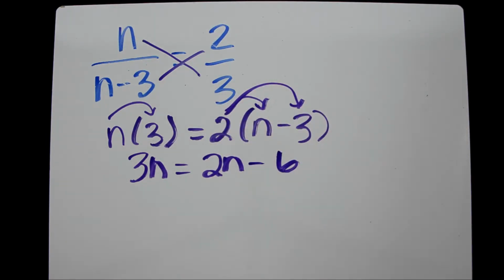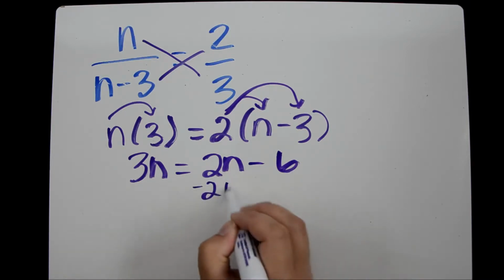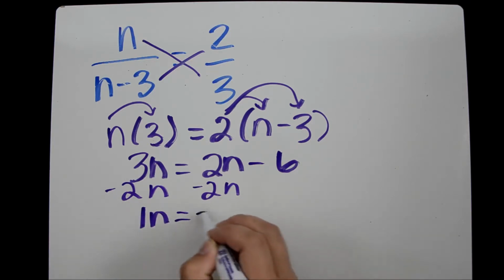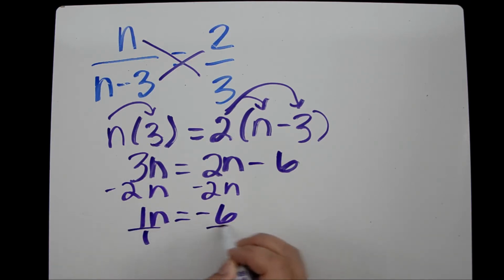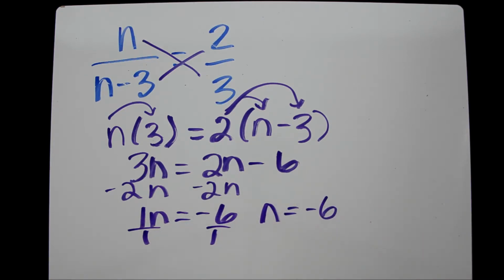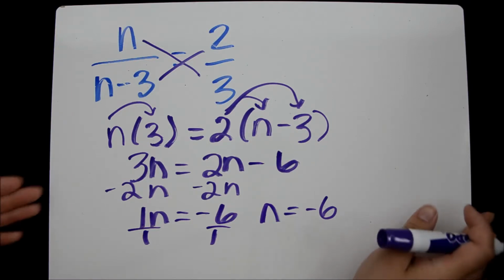And this time we have a two-step equation, but we're going to have to move the variable to the same side. So I'm just going to move them over to the left by subtracting. And then when we divide, we get n equals negative 6. Let's take a look at one more example.